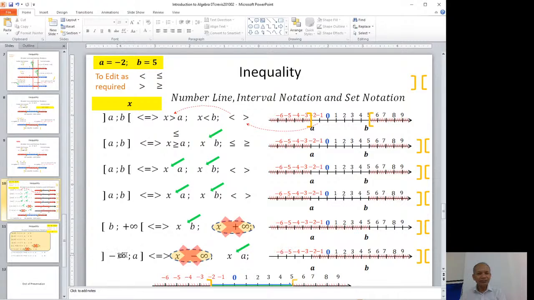We don't know the value of negative infinity, which value, how big is it, how very small is the negative infinity.